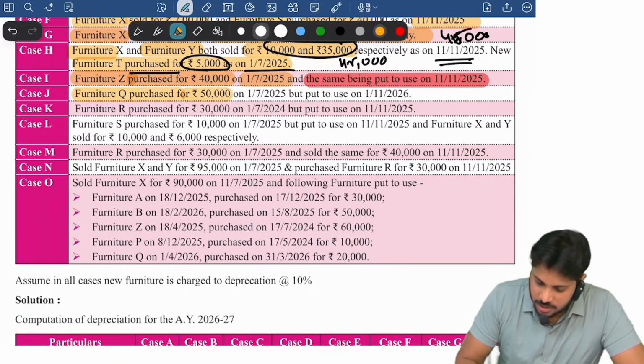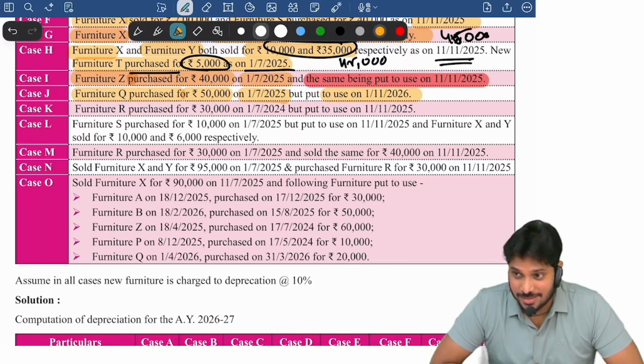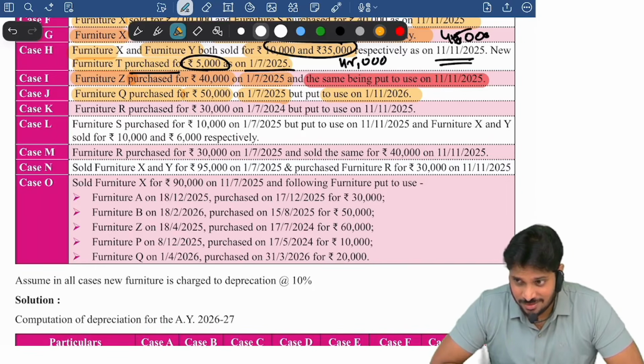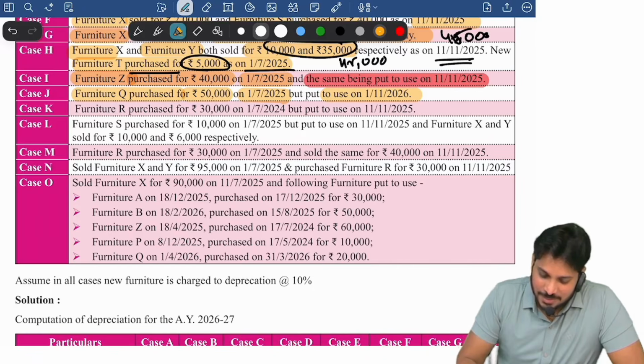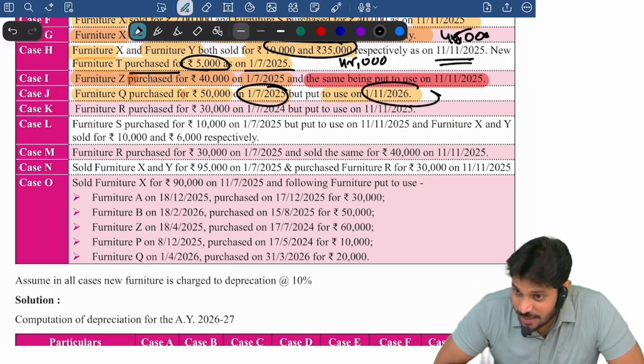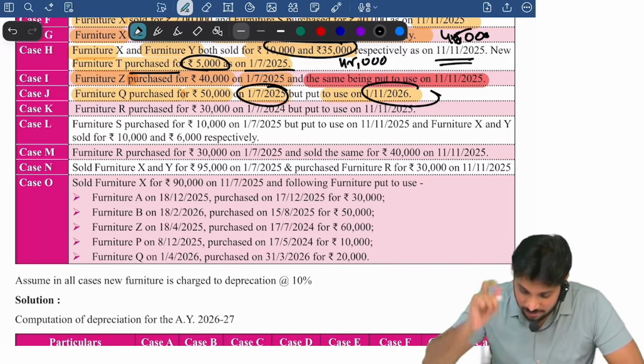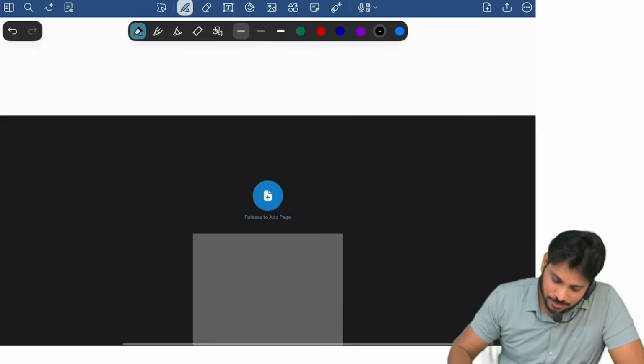Furniture Q purchased for 50 on 1st July but put to use on 1st November 26. What is the observation here? It is put to use in the next financial year. It is purchased in the 25-26 year, but it was used in the 26-27 year. In the current year, it is not used. Okay, fine. Look at. So, what is the opening value?